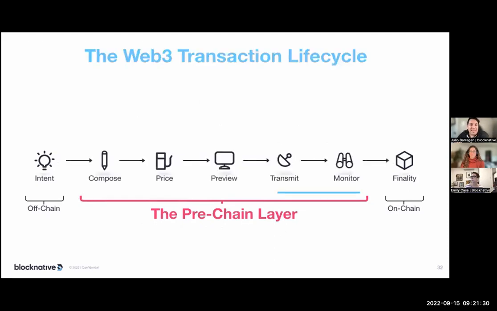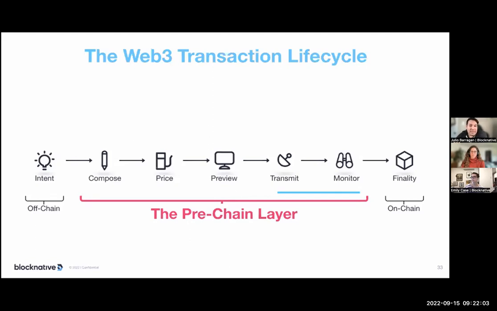It's in this pre-chain layer that Web3 users need to decide what kind of transactions they want to make. They have to set their own transaction fees, including gas prices and gas limits. They have to understand how gas prices ebb and flow. They need to be able to preview their transactions to ensure it executes the way they're expecting it to. They need to know what to do if a transaction gets dropped or stuck, among a series of other factors. It's a lot to take in.